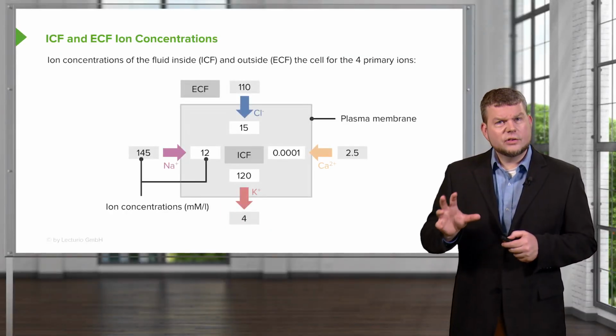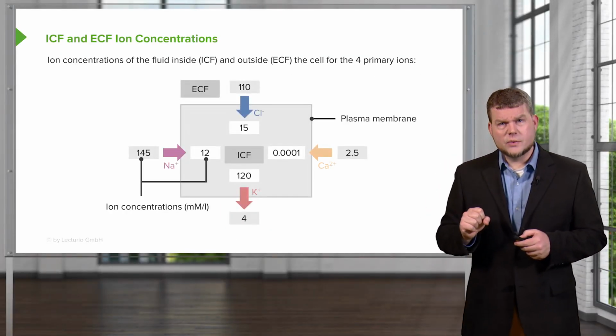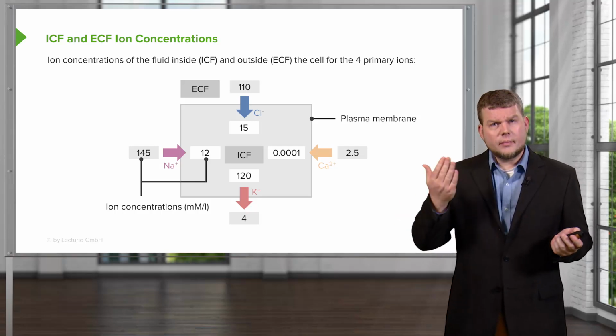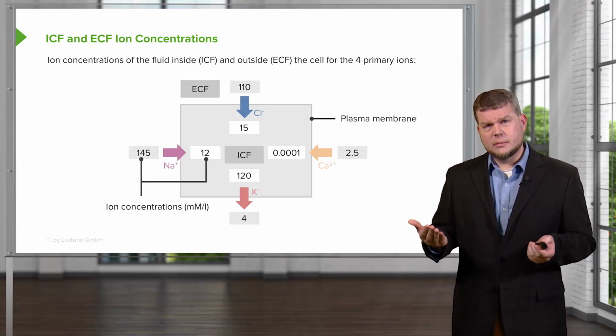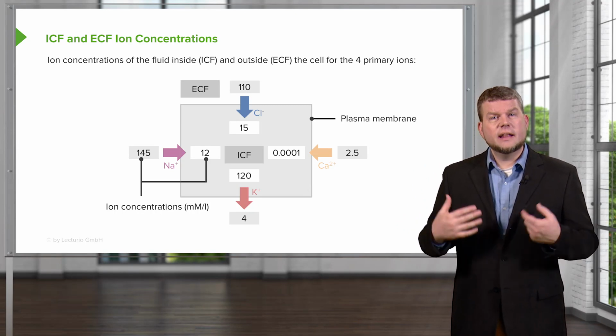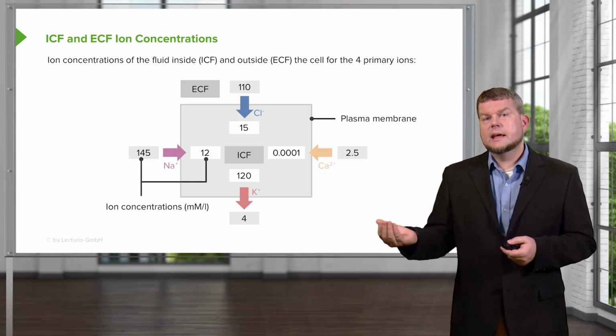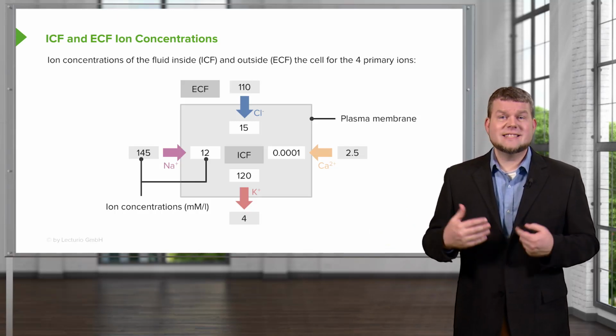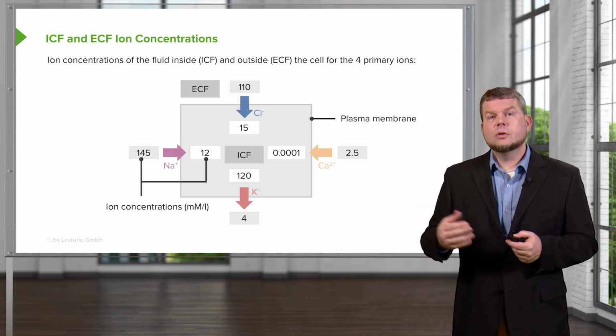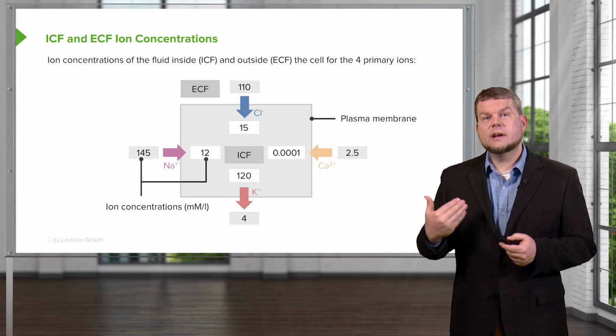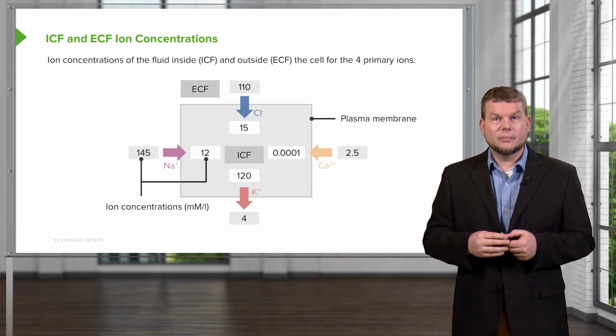The one other thing you should notice about these various molecules is their charge. Sodium and potassium have a positive charge, a +1. They're considered monovalent. Calcium is a +2. It's divalent. And then chloride is an anion, or a negatively charged molecule.